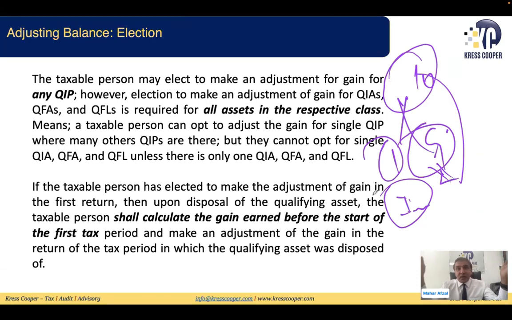If the taxable person wants to opt for this scheme, they need to elect it in the first tax period, in the submission of the first tax return. Once they have elected in the first tax return, then in the future, whenever the asset is sold, the person will be liable to calculate gain and loss, and after calculation of the gain and loss, the pre-tax area gain, they will be able to adjust. So adjustment will be at the time of the disposal of the asset. Opting out election will be at the time of the submission of the first return.